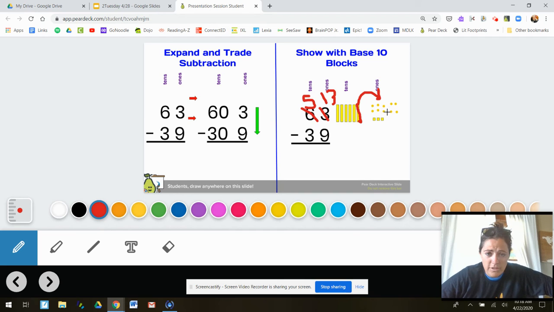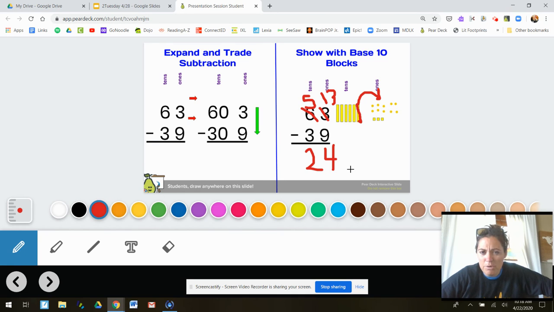Okay, so 13 minus 9. I'm going to count up. So 1 more is 10 and 3. So that's 4. 13 minus 9 is 4. 5 minus 3 is 2. My answer is 24. 63 minus 39 is 24.